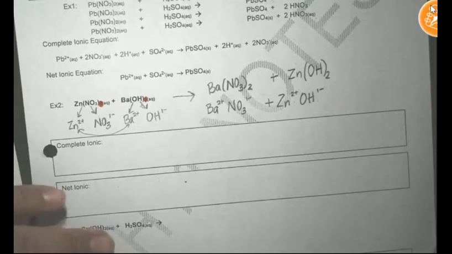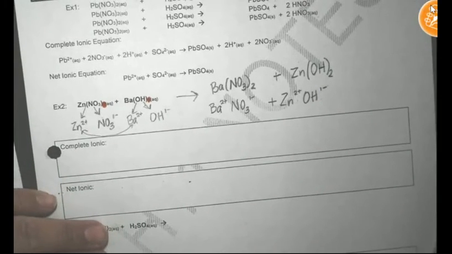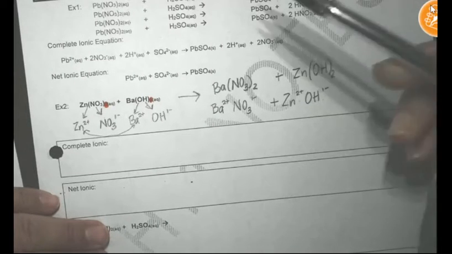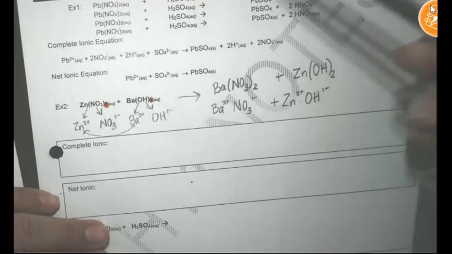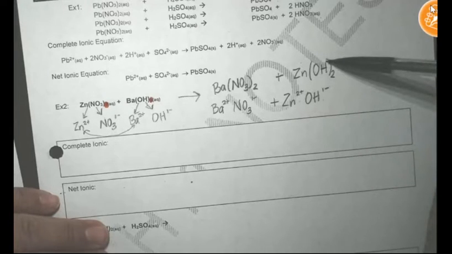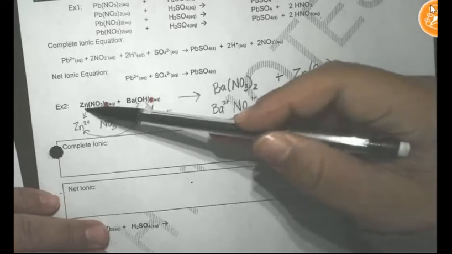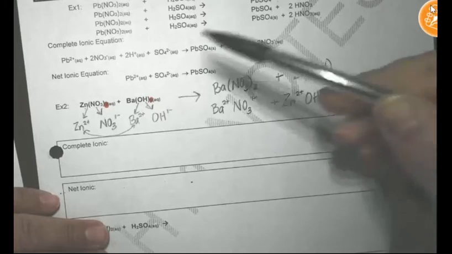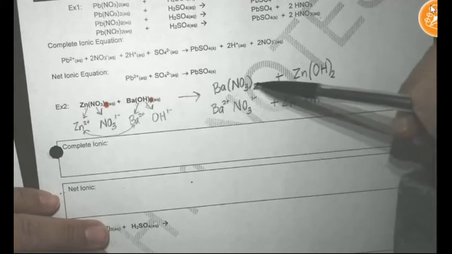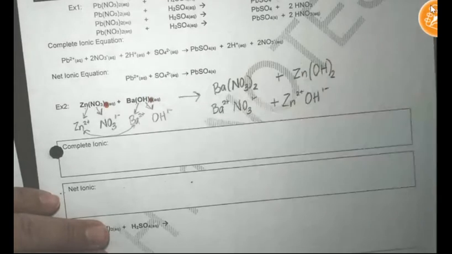Step 2, I balance. All right. To balance, I have 2 OHs here, 2 OHs here. 1 Zn here, 1 Zn here. 1 Ba, 1 Ba. 2 nitrates, 2 nitrates. It's already balanced, but you can't forget to balance.